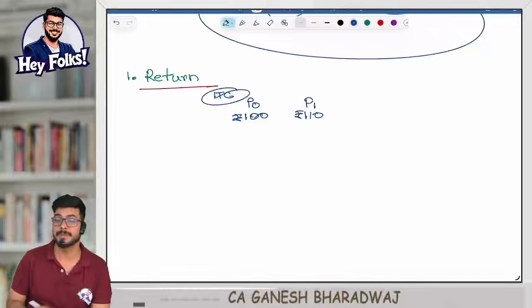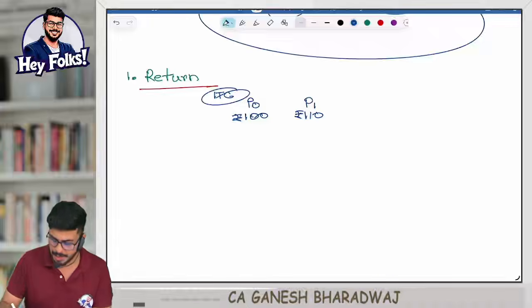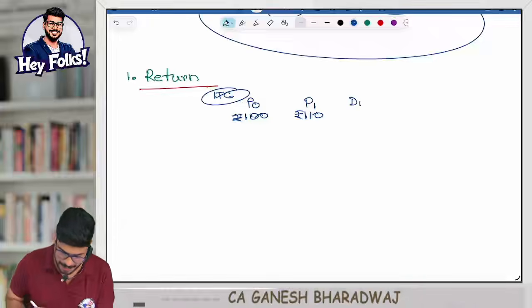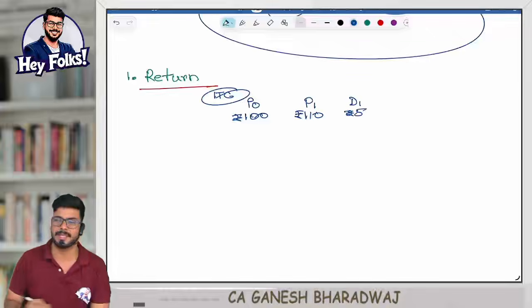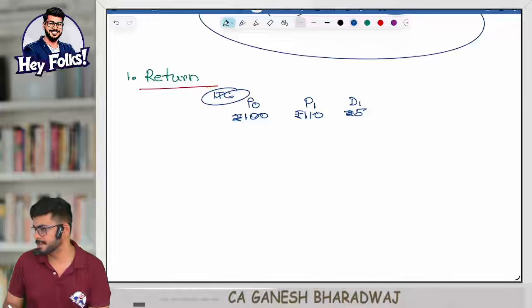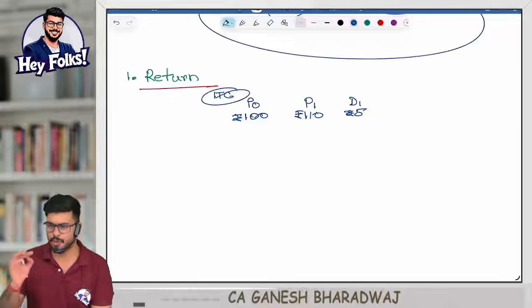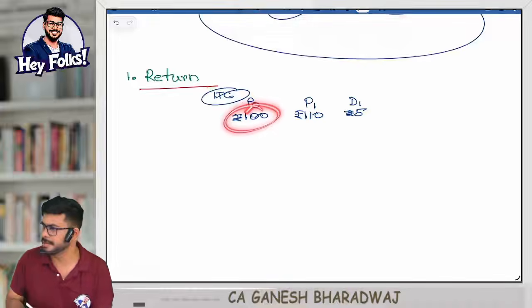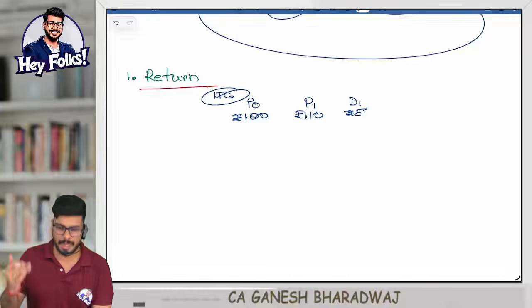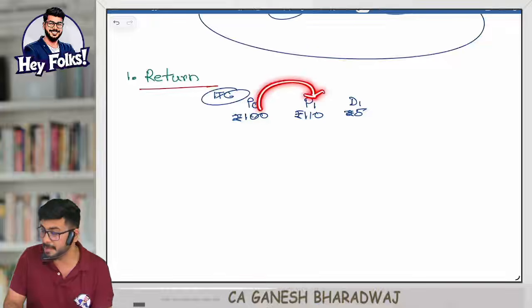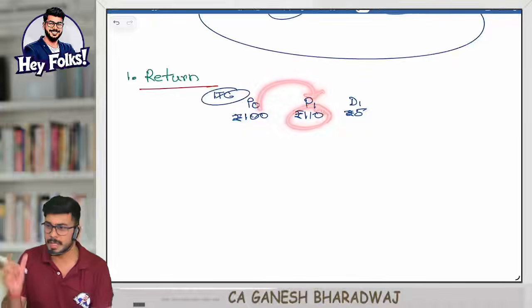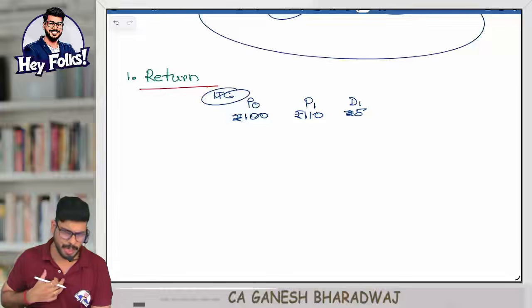110 rupees. And during this 1 year, I earned a dividend of how much? Let us say 5 rupees. This is the scenario. Is this clear, guys? Now, you tell me, you invested how much? 100, correct? Now, after 1 year, this 100 became how much? 110. How much have you earned extra? 10 rupees. Now, is that the only earning for you?